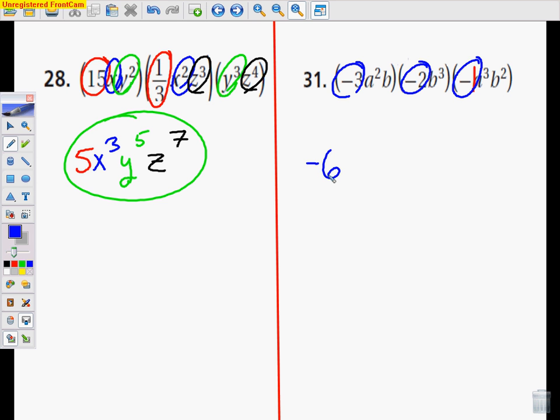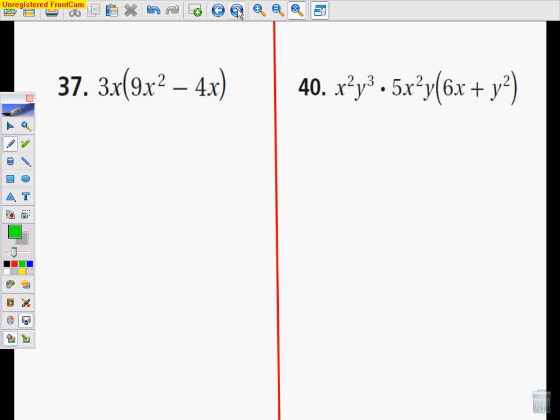Let's go ahead and deal with the a's next. We have an a squared and an a cubed here. So a squared times a cubed is a to the fifth. And then lastly, we have b cubed and b squared. Don't forget b is b to the first. So add those exponents, we get b to the sixth. And there's our answer. Great. Let's go into the next one.